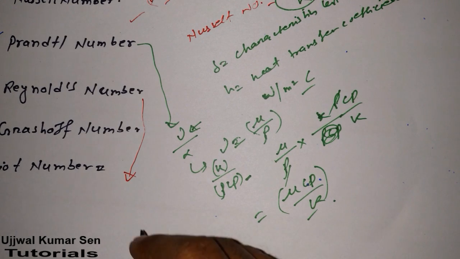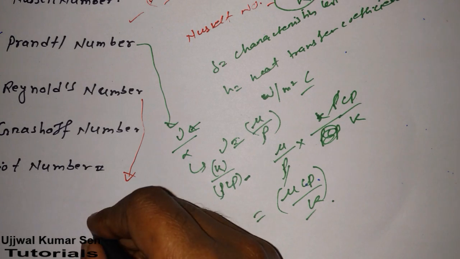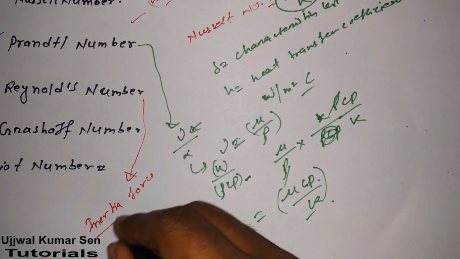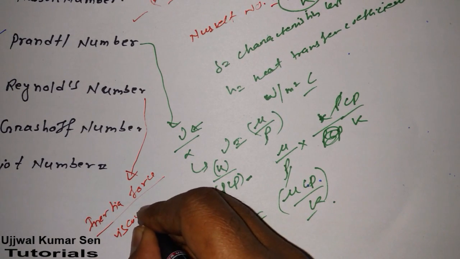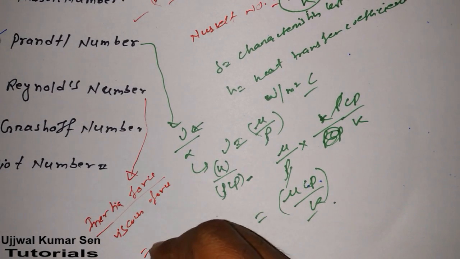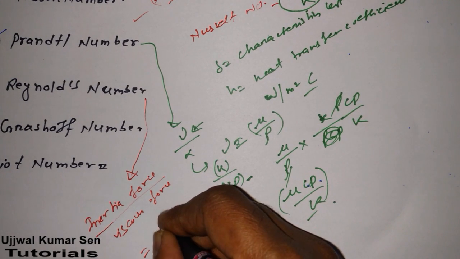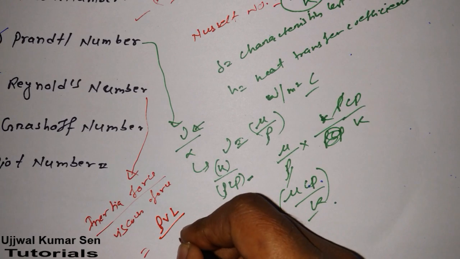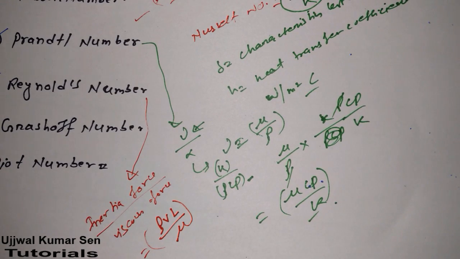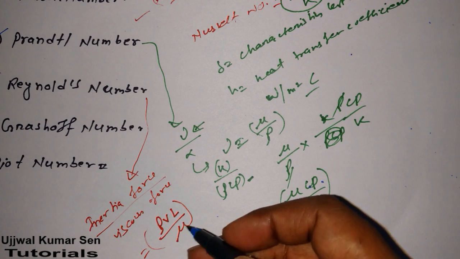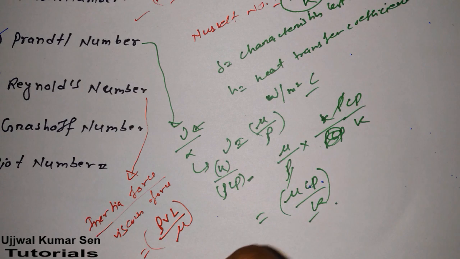Okay, now the formula for Reynolds number is inertia force by viscous force, and we also know it as rho V L by mu. Okay, so basically what is rho? Rho is density, and V is velocity, L is length, that is characteristic length, and mu is viscosity.